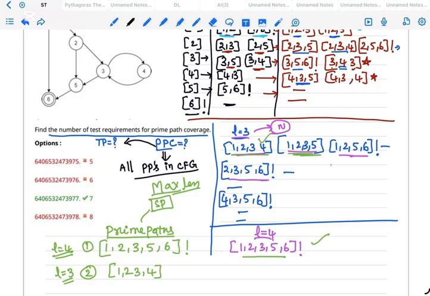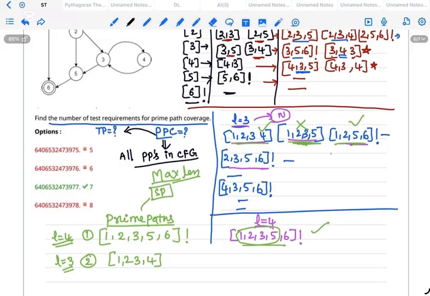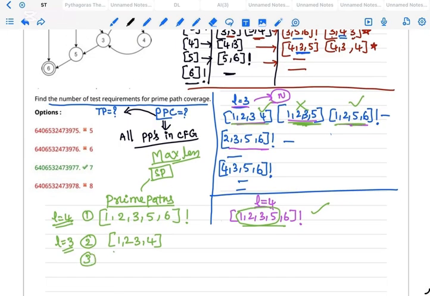Next 1 2 3 5, this one, length 3 simple paths we are checking. So 1 2 3 5 is there, so it's not a prime path. Next 1 2 5 6 is not covered in 1 2 3 5 6, so 1 2 5 6 is a prime path. So prime path number 3 is 1 2 5 6, it ends with the final vertex 6 and it is a prime path of length 3. It is not covered in length 4 prime path.